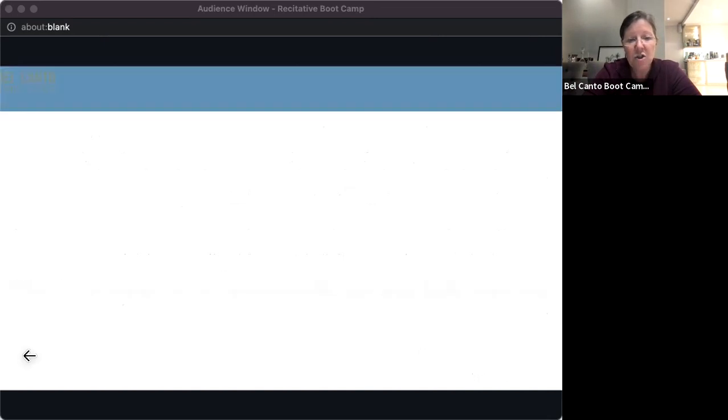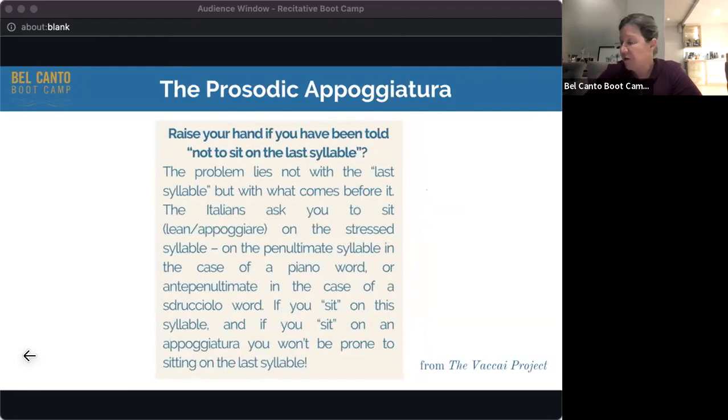This is a good way to not sit on the last syllable. If you're prone to sing "sposa, Euridice," which so many people do, raise your hand if that is a note you get. If you really put the appoggiatura and you lean on that dissonant note, you will not sit on the final note. So it has many, many good reasons for us to do it. Here is a slide also, as I say, we will make this recording available.